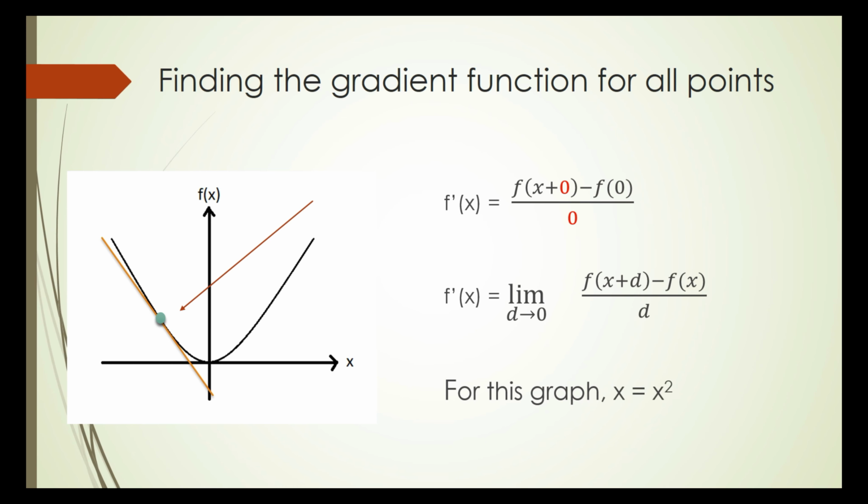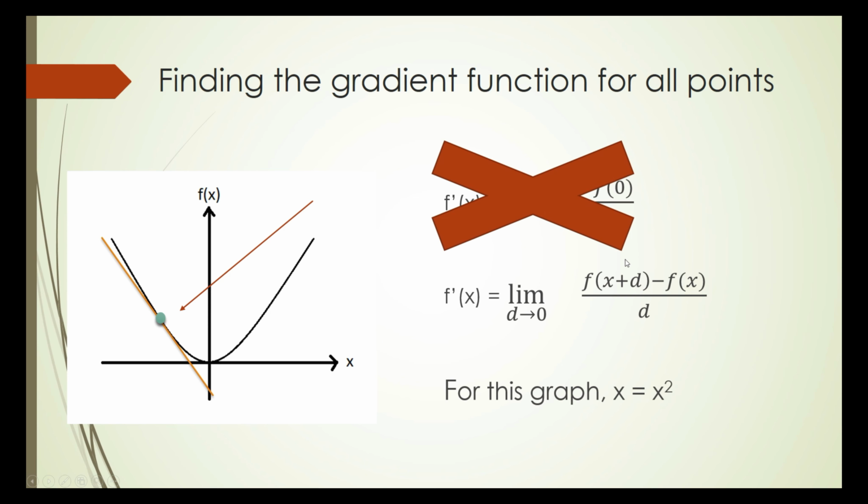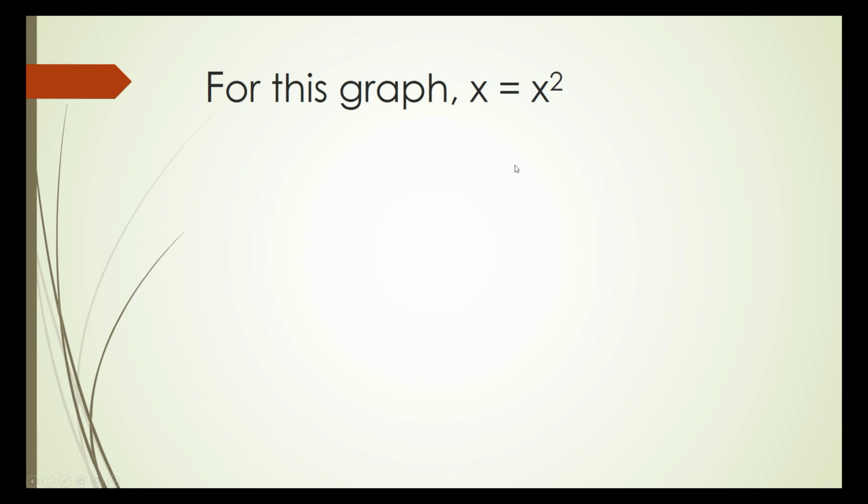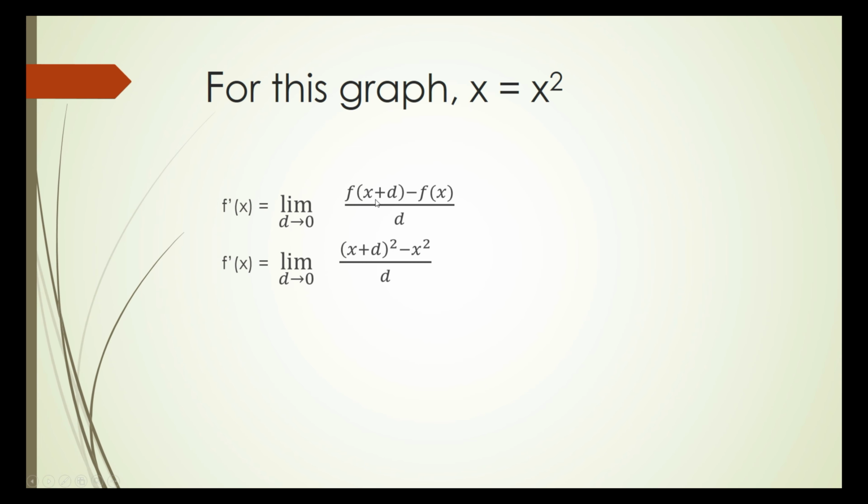So for this graph, it's an x squared graph. It's a quadratic graph. So I'm going to plug in my x squared coordinates into these spaces. So what is it going to look like? It's going to be this limit, and now I'm going to substitute my x squared so that f(x plus d), that function, is going to be (x plus d) squared. That f(x) is going to just be x squared. That d does not change because it has no x value and is not a function.